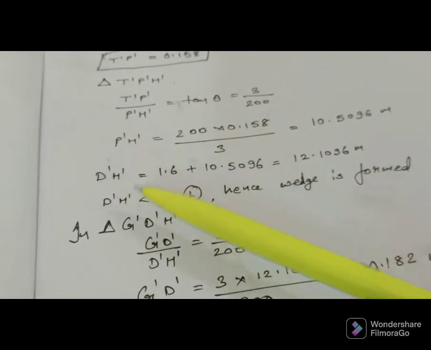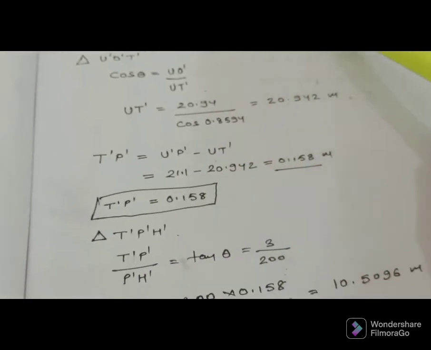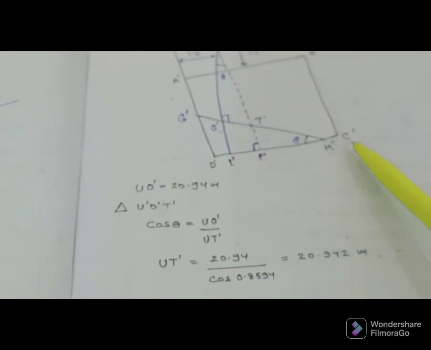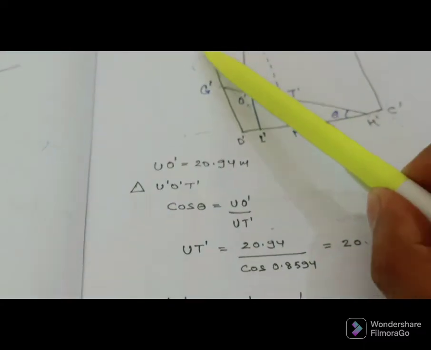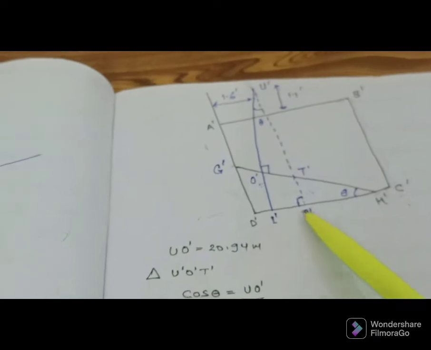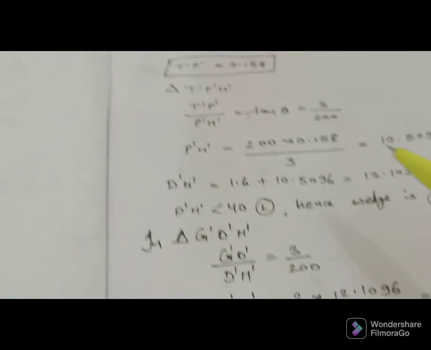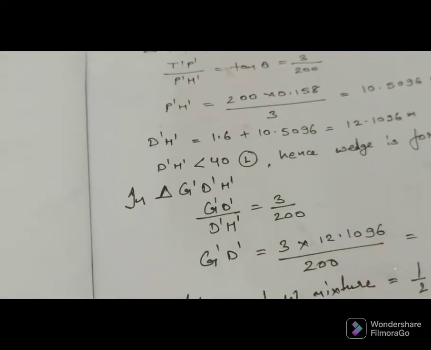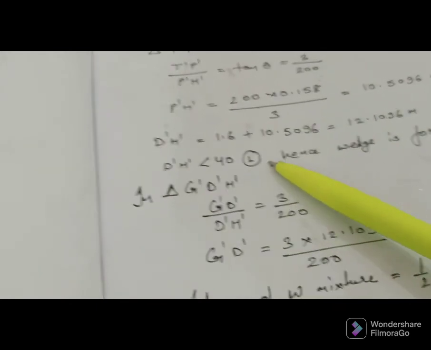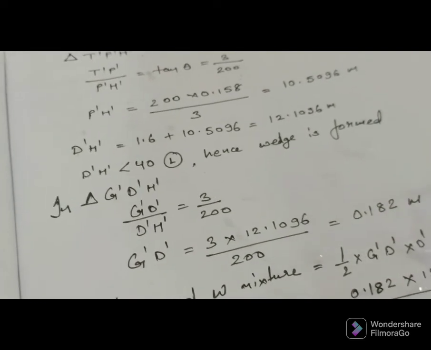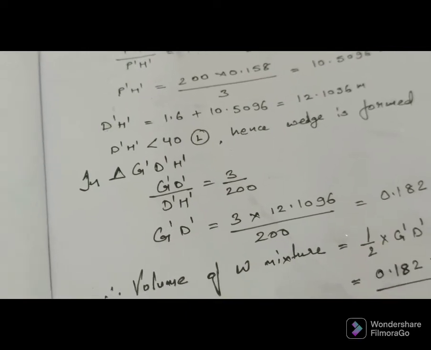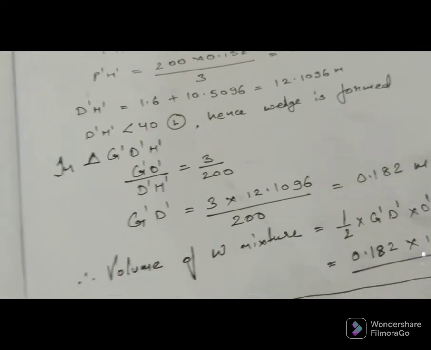So we get the value D'H', because D'H' is this, and we have calculated P'H', and this we already know, which is 1.6. So we get the value of D'H', which is equal to 12.106. So D'H' is less than 40, means less than the length, hence wedge is formed. When the length of wedge is smaller than the length of tank, then that means wedge is formed.